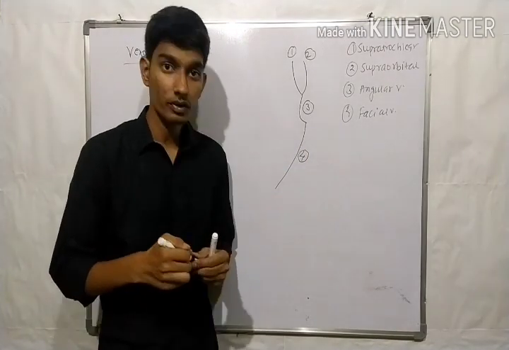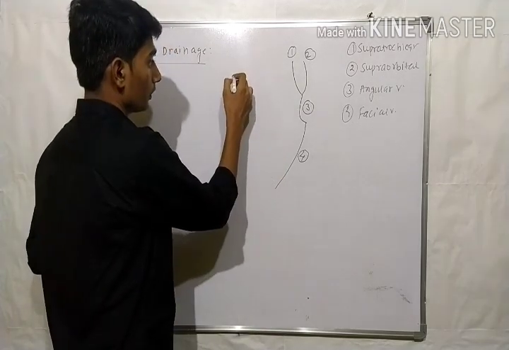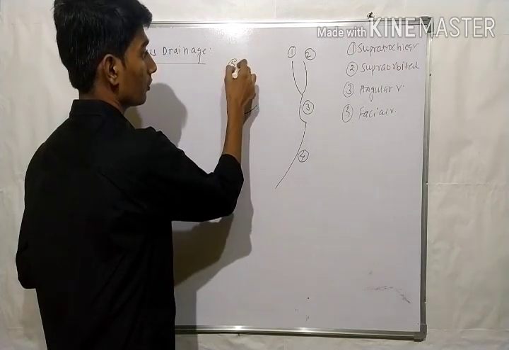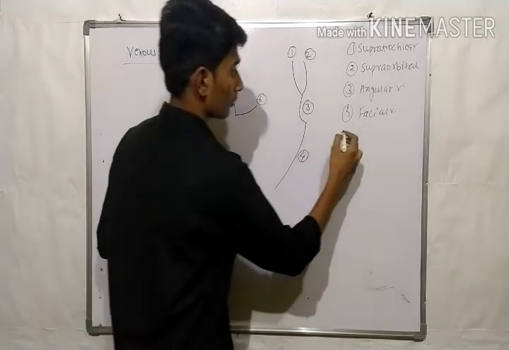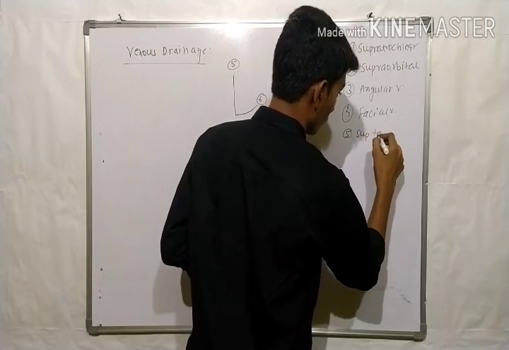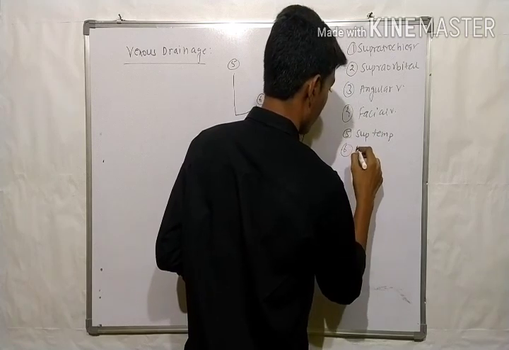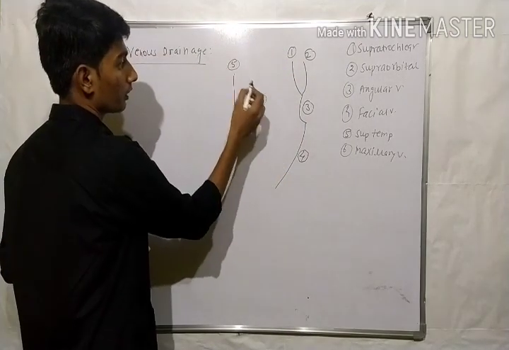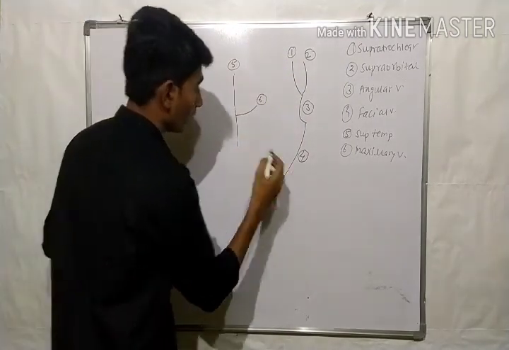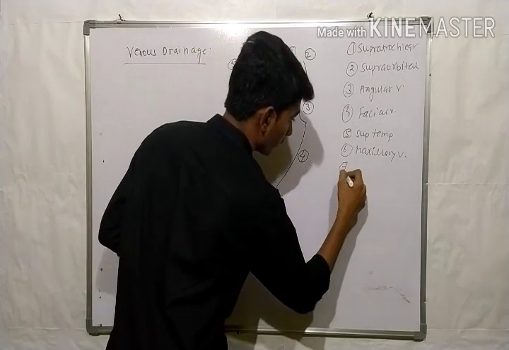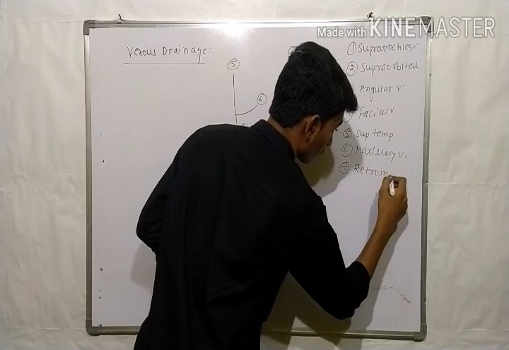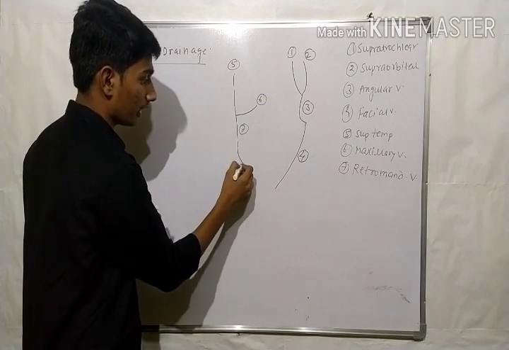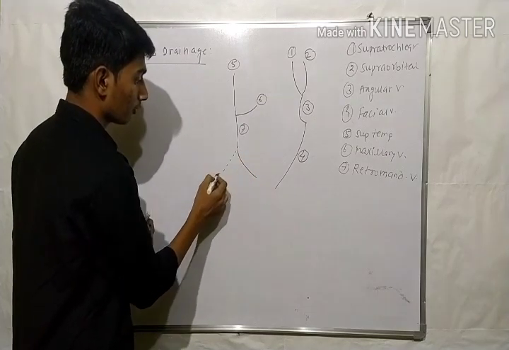Now what happens? The superficial temporal vein combines with the maxillary vein. Fifth is superficial temporal, sixth is maxillary vein, and together they form the retromandibular vein. Seventh is the retromandibular vein, and it gives an anterior division and a posterior division.